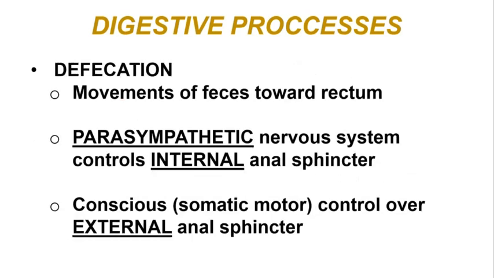The process of defecation describes movements of fecal material towards the rectum so that the fecal material can be eliminated from the body. The parasympathetic division of the autonomic nervous system controls the internal anal sphincter. Because this sphincter is smooth muscle, we have conscious control, on the other hand, over the external anal sphincter because this sphincter is skeletal muscle. We see that fecal material must pass through these two sphincters when they are relaxed in order to be eliminated from the body. And we have conscious control over the external anal sphincter so we can defecate only when it is convenient to do so.